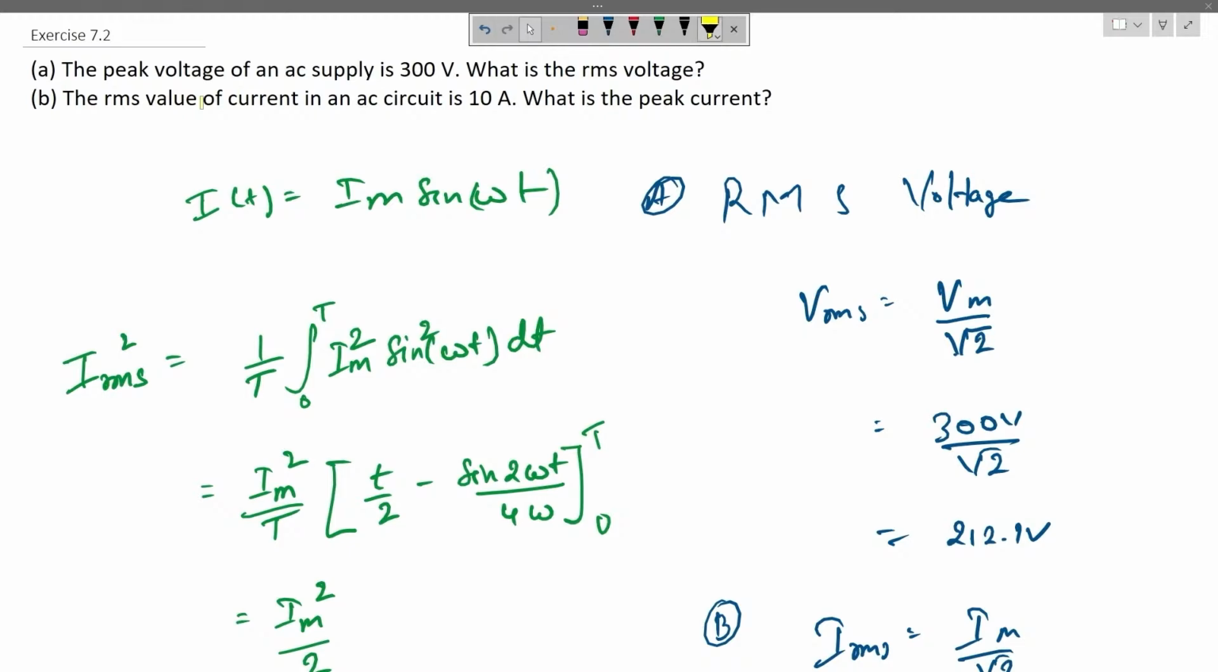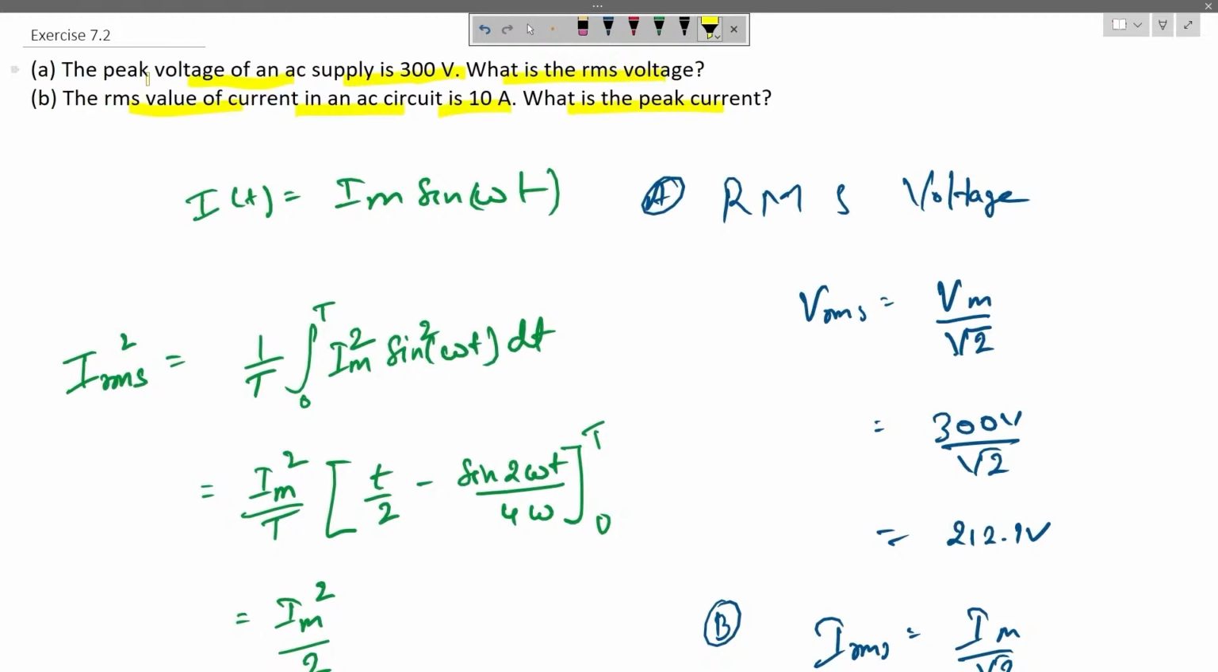The question is saying that the peak voltage of an AC supply is 300 volt. What is the RMS voltage? And the RMS value of the current in the circuit is 10 ampere. What is the peak current? So we saw this derivation in the earlier question of the RMS value of current. Now the RMS value in AC current is used to make it equivalent to the DC current, so that the formulas for current and power can be used.